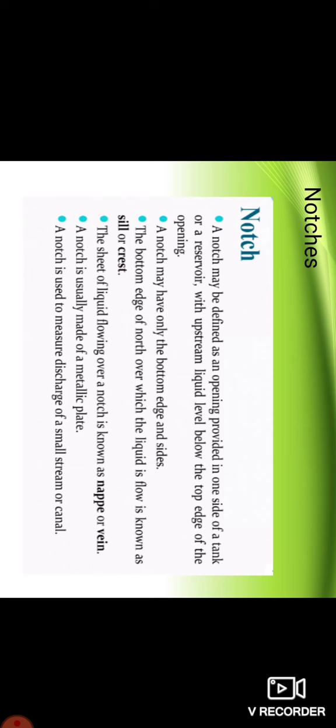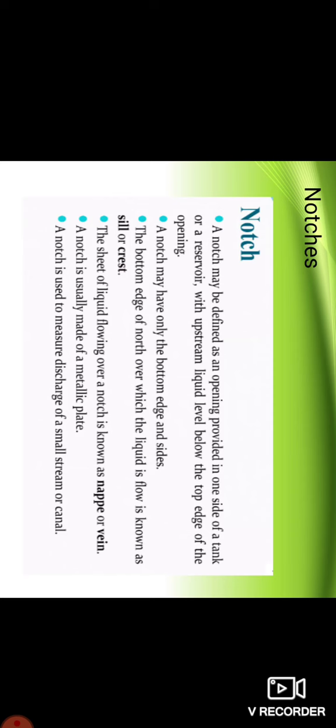What is meant by the notch? It's an opening which is provided inside of the tank or a reservoir, but it is used to measure the discharge through a small stream or the canal. And we also did the laboratory experiment using a notch.